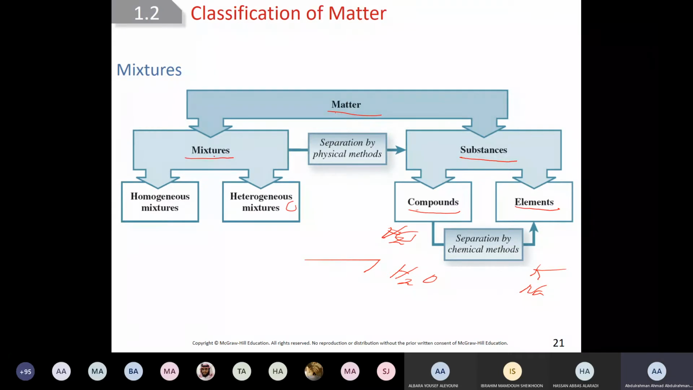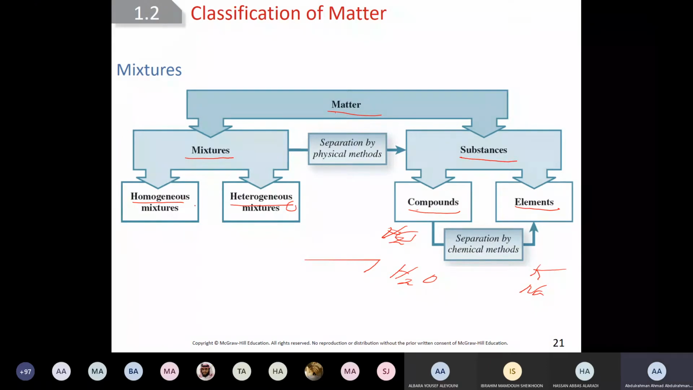What's the meaning of mixture? More than one substance together. Two substances or more. This could be homogeneous or heterogeneous. What is the difference? Homogeneous means they are very well mixed together. Heterogeneous means they are not mixed together.